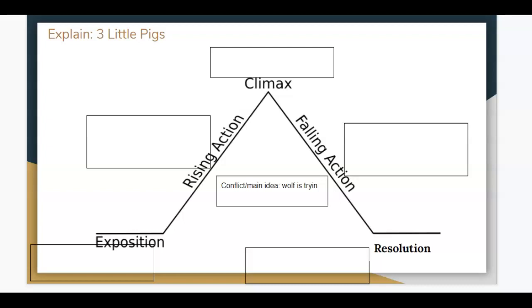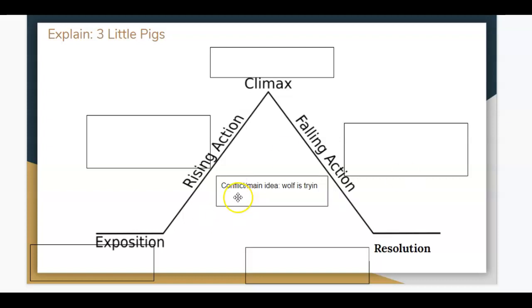So I'm going to show you the way I plot because I think it's the easiest. I like to get out my main points first. That way we don't get confused about what needs to be in the rising action or falling action. If we get these 4 main points out of the way, then the rising and the falling action will be a lot easier for us to fill out.